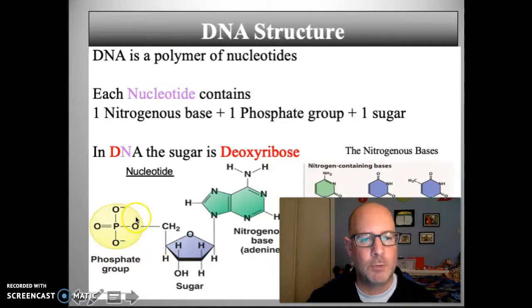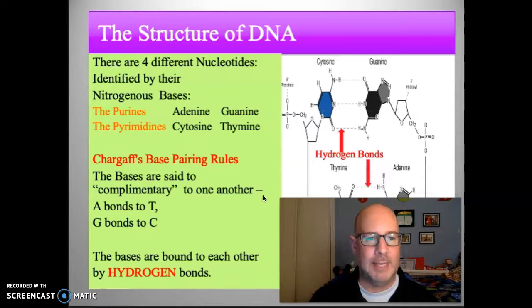There's a phosphate group in DNA. There's the sugar in DNA, which is called deoxyribose. And then there's one of these four bases, adenine, thymine, guanine, or cytosine. Okay, those are the four bases that essentially provide the code for DNA.